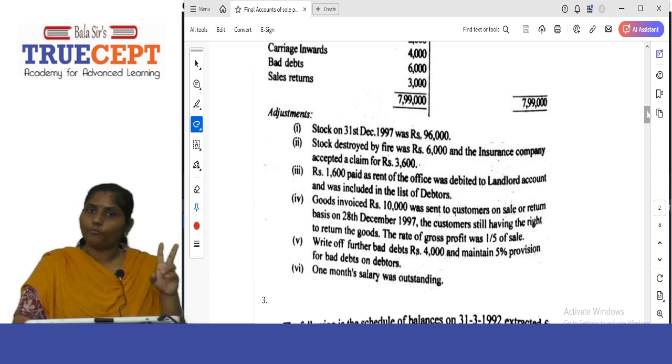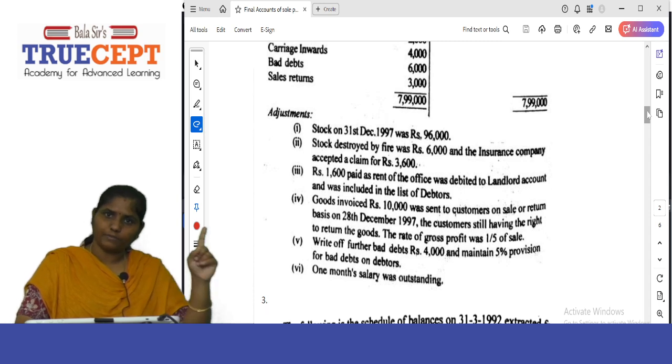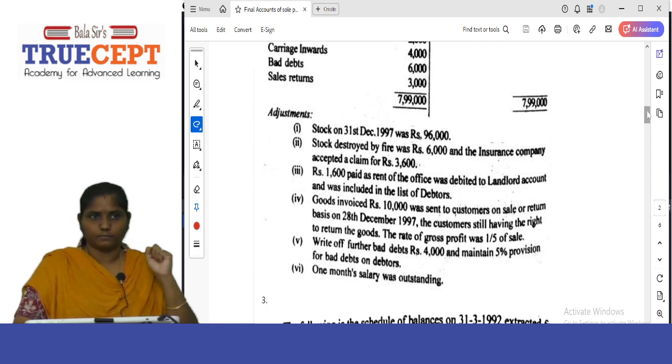Remember debtors, now we are discussing the second adjustment. In debtors, we removed 1,600, that rent which was wrongly debited. And now this 10,000 is not a sale but I recorded it as a sale earlier. Now I am removing that 10,000. Clear? From debtors I will remove 10,000. That's at invoice price, so I removed it.